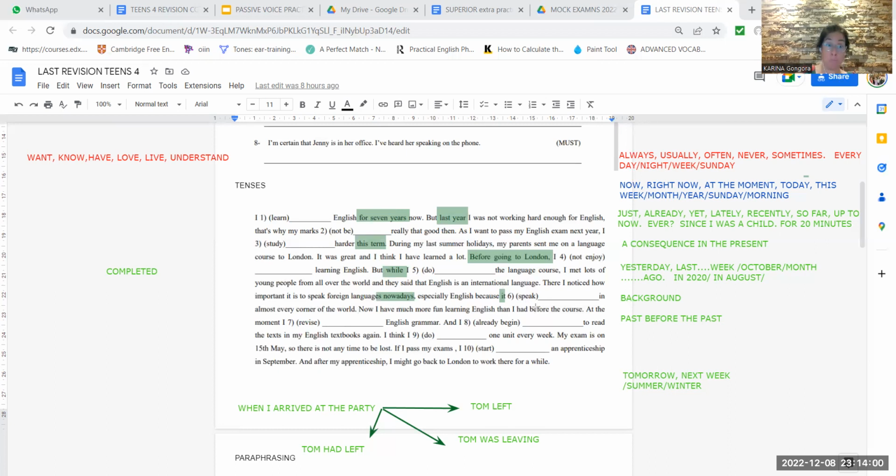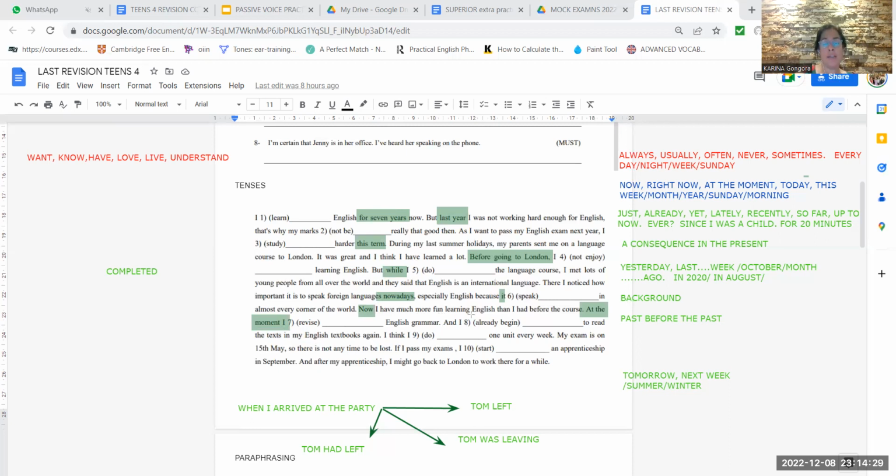Remember, esta es voz pasiva. Me tengo que cuestionar si el sujeto puede realizar esa acción, right? Now I have much more, now dice, pero no sé si me va a servir. Now I have much more fun learning English than I had before the course. At the moment, perfecto, at the moment, ya sé que es present continuous, I am revising English grammar.